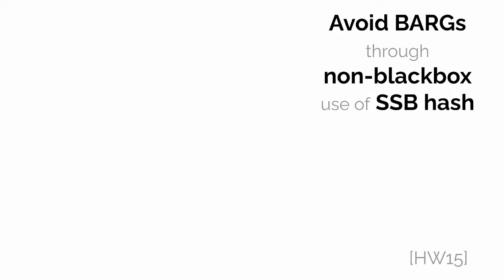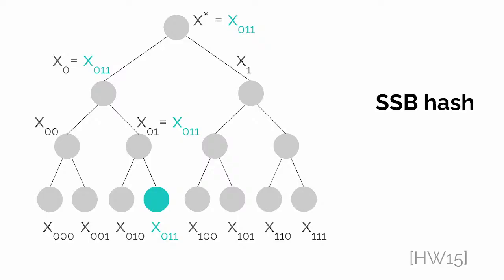So how do we get rid of the BARK and make it efficient? We realize that all you need is some kind of prefix consistency proof. You don't need such a strong BARK for arbitrary computation. Okay. So we are going to construct an SSB hash with prefix consistency, and that's enough for the construction.